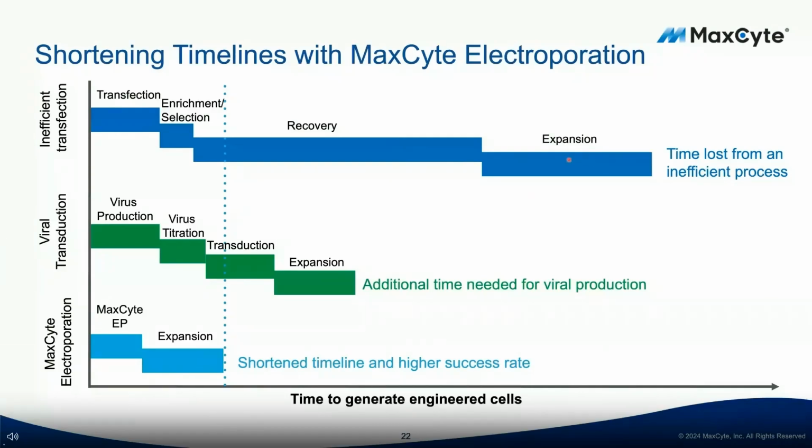And if you use a viral transduction approach, you could transduce and expand the cells in a shorter time, but there is an additional 1 to 2 weeks where you have to produce the virus, purify it, and titrate it before you can actually transduce the cells. With MaxCyte electroporation, once you have your cargo that you would like to load to the cell, you can electroporate and expand the cells right away to shorten your timelines for higher success rates.